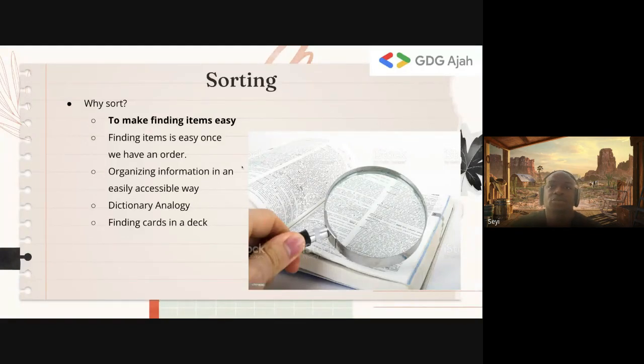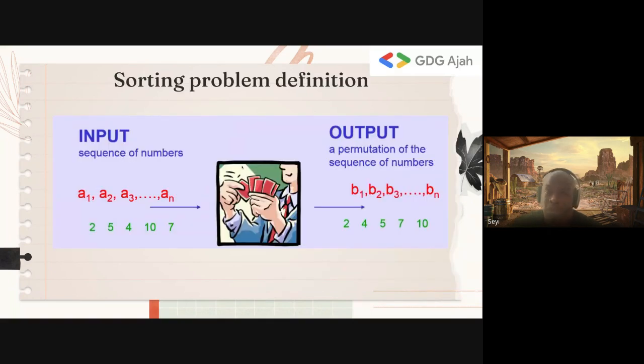Okay, so let's move forward. To be more precise, when we say we want to sort something, the input is a sequence of numbers. Now I use numbers here, it could be a sequence of anything. A sequence of numbers, and we want the output to be a permutation of that sequence of numbers in another form.